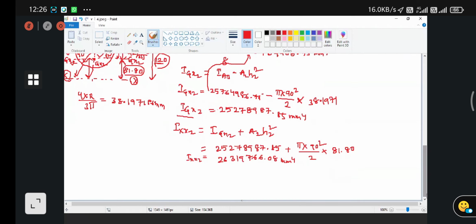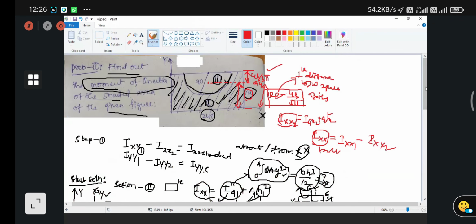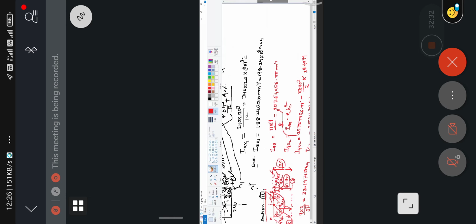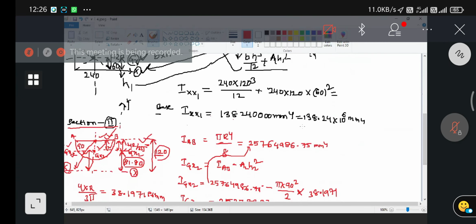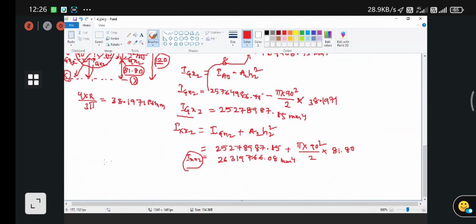inertia of the second section. So you know the value of Ixx2 and you know the value of Ixx1 for the first one also. That is how much? Ixx1, this is the value 138.24. So from this one we are going to subtract here. So therefore the solution, I will use a different color. I want to find out the moment of inertia about the base axis, that is xx.